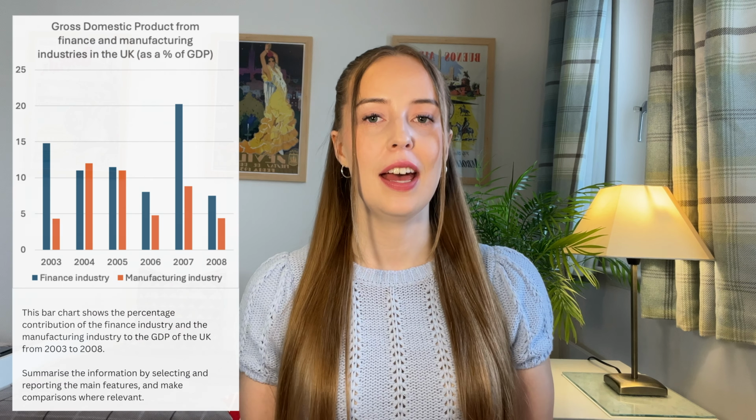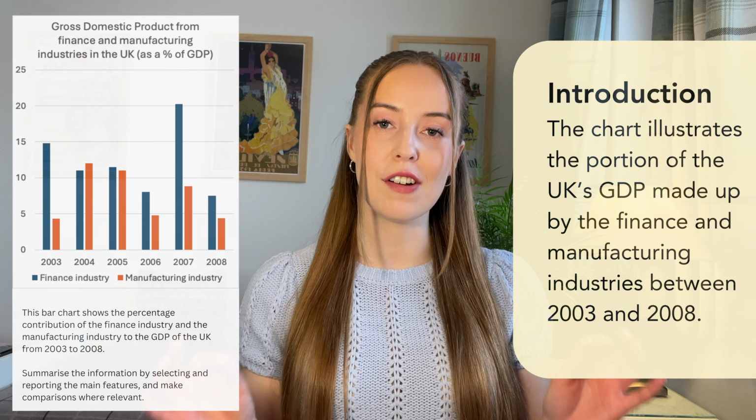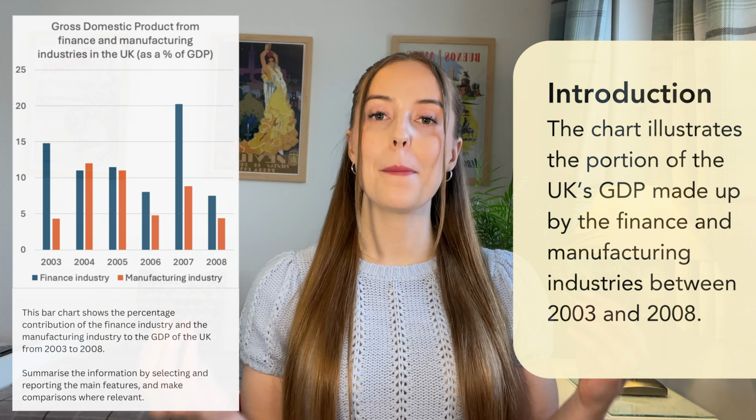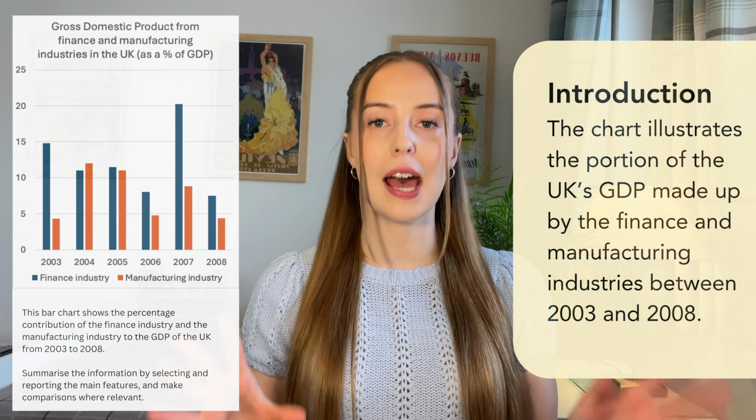The chart illustrates the portion of the UK's GDP made up by the finance and manufacturing industries between 2003 and 2008. So how did I paraphrase the question? Remember, paraphrasing involves using synonyms and word reordering. So bar chart to chart. A bar chart is a bar chart. You can't really have a synonym for this, so it's fine to use the word chart, and you can keep or leave out the word bar.